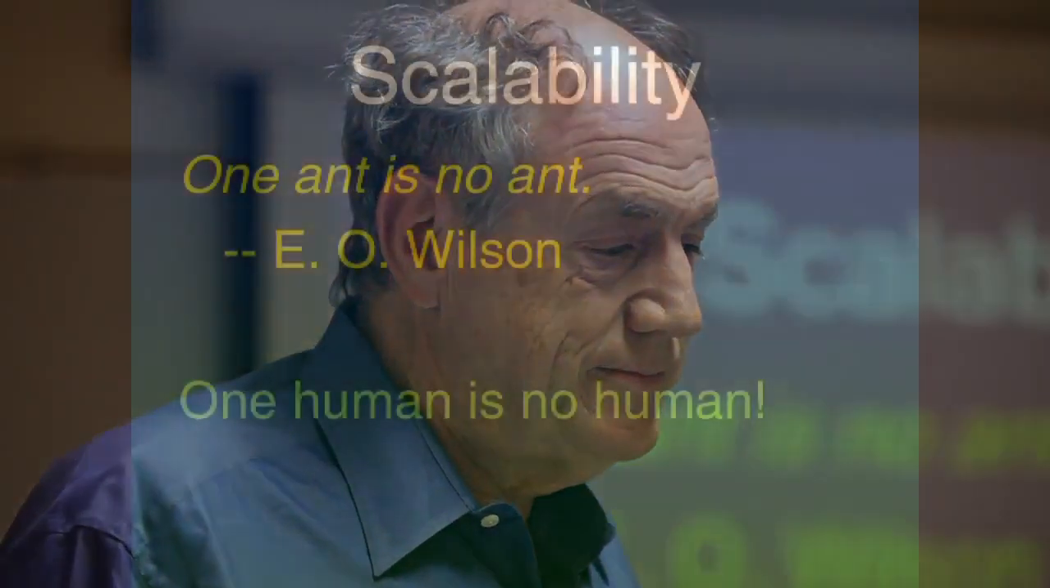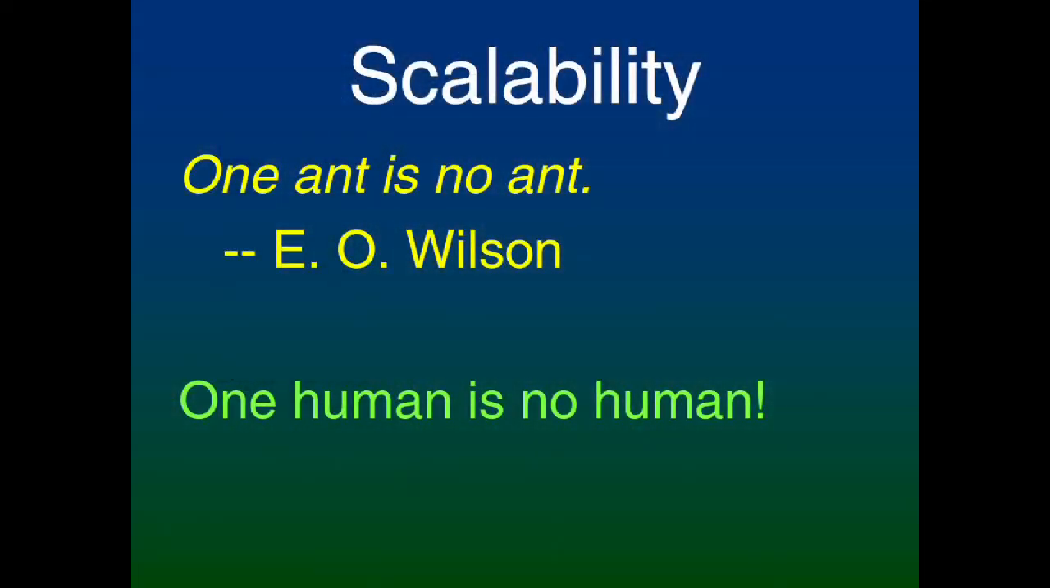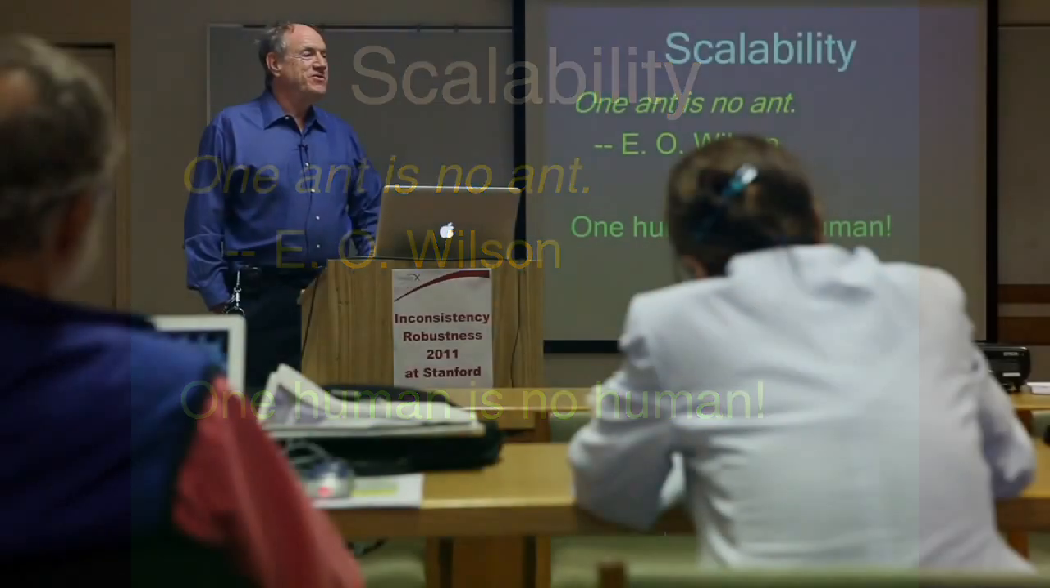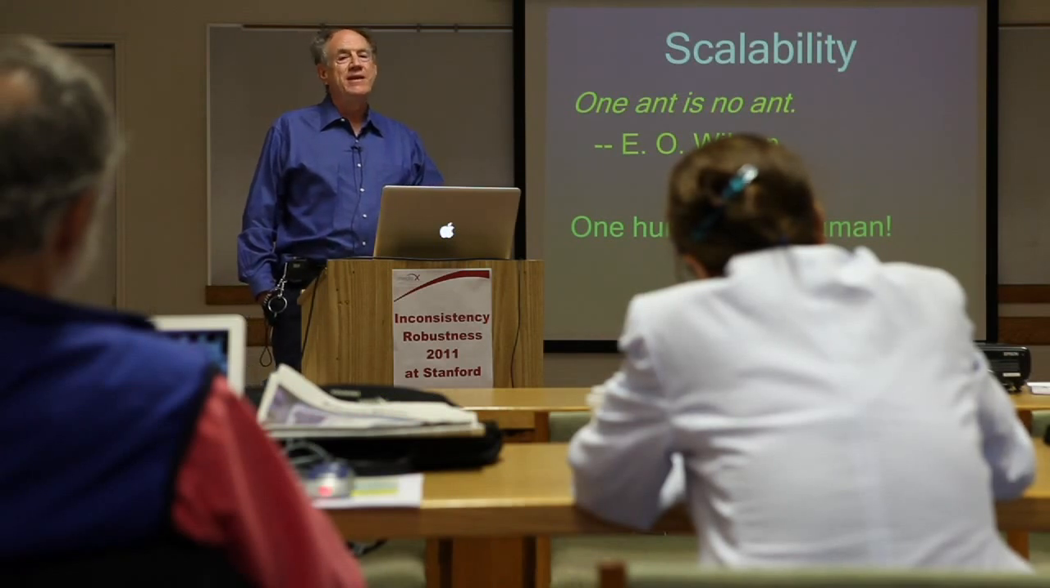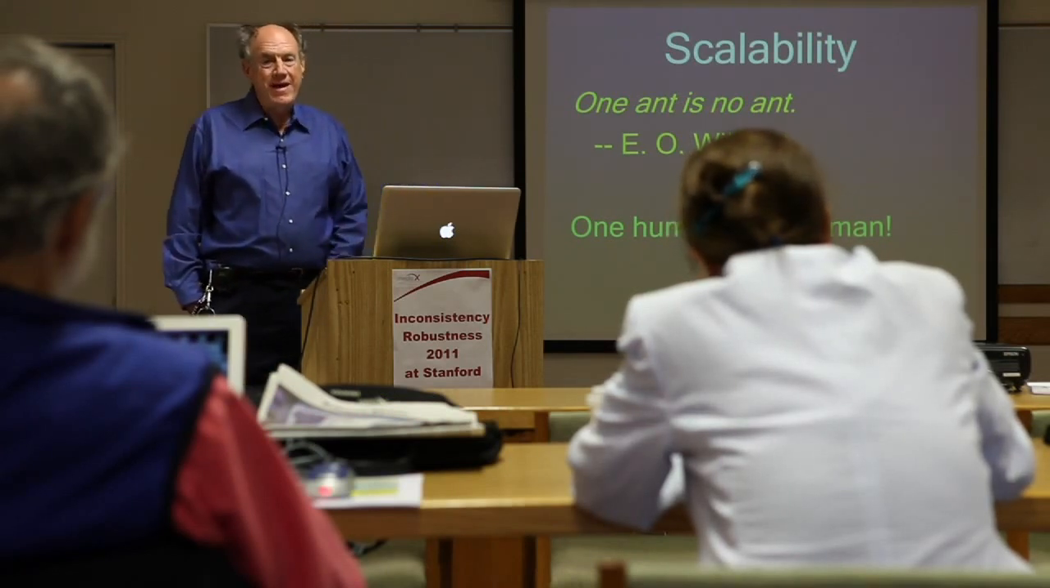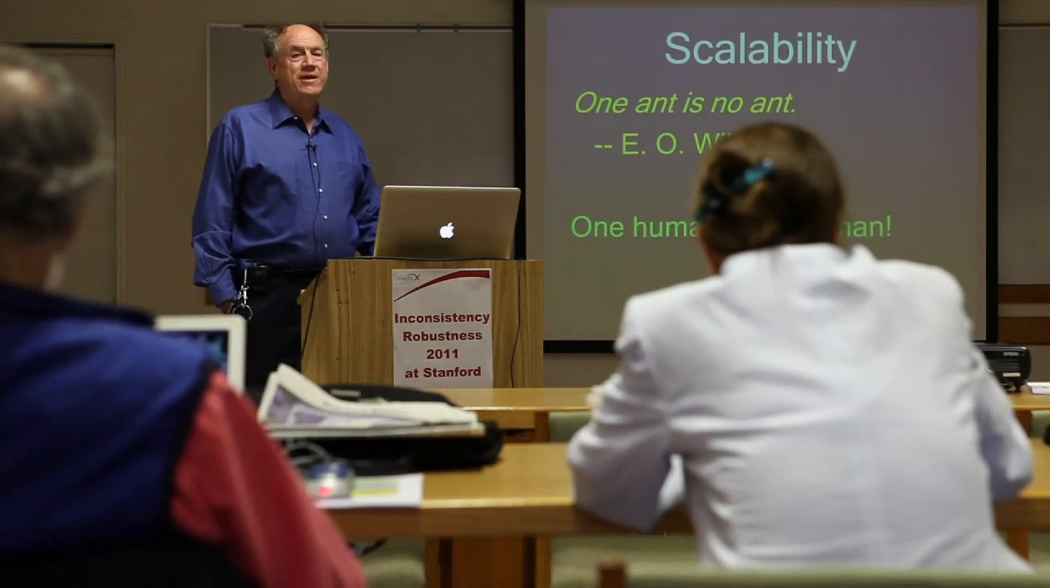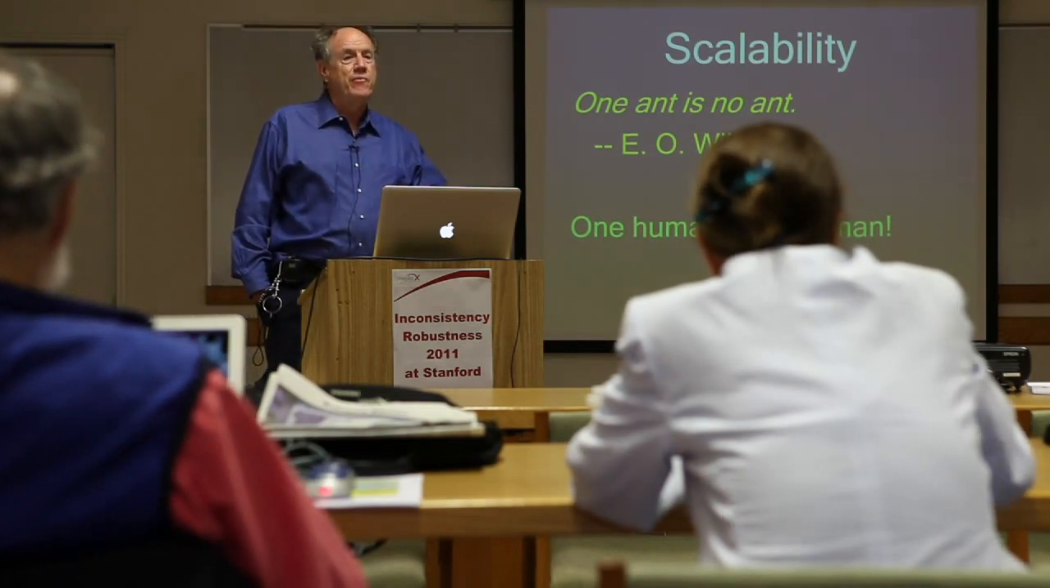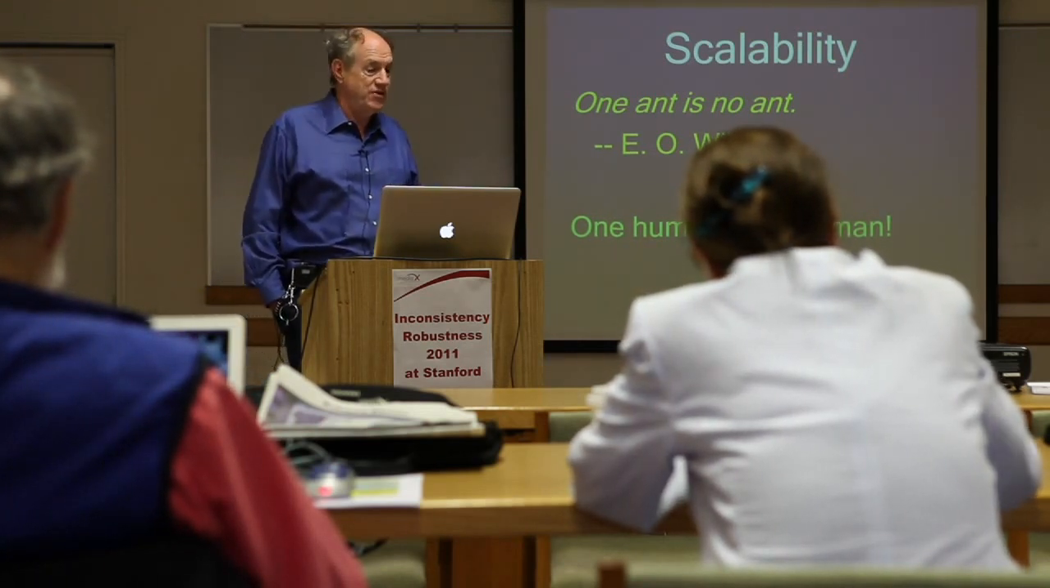And basically, individuals don't scale. So E.O. Wilson has a famous saying, one ant is no ant. And I think it's equally true that one human is no human, okay? So we have to figure out how to do scalability beyond that of making individual intelligence, whether we can do it or not. Even if we can do it, it's not going to be anywhere near sufficient.